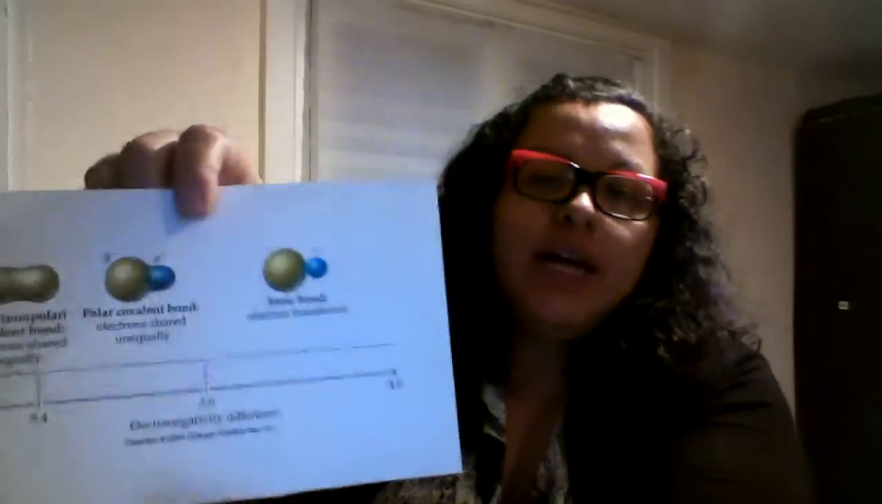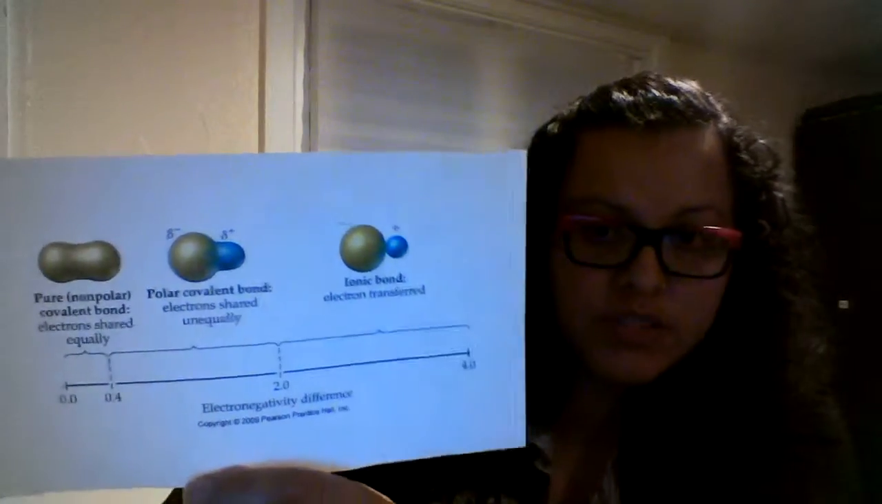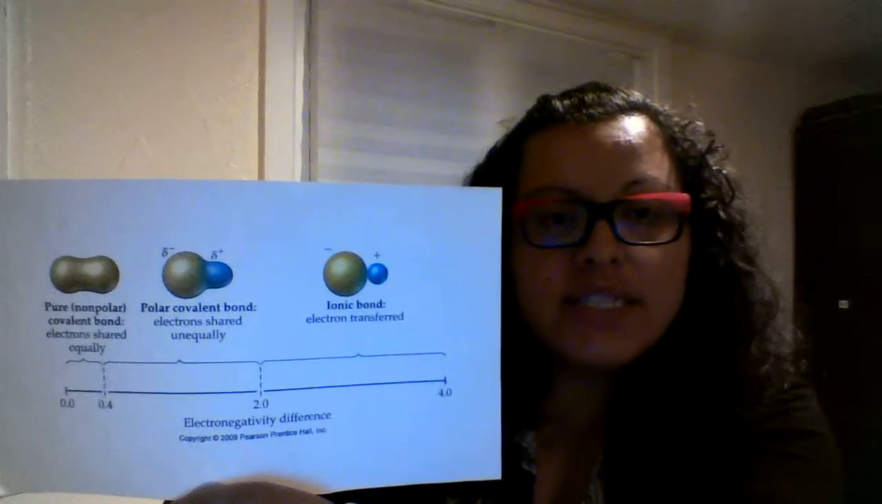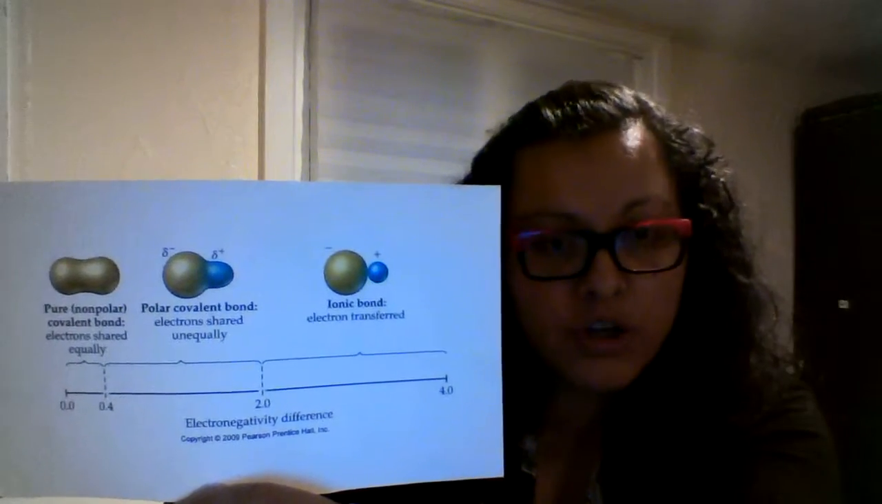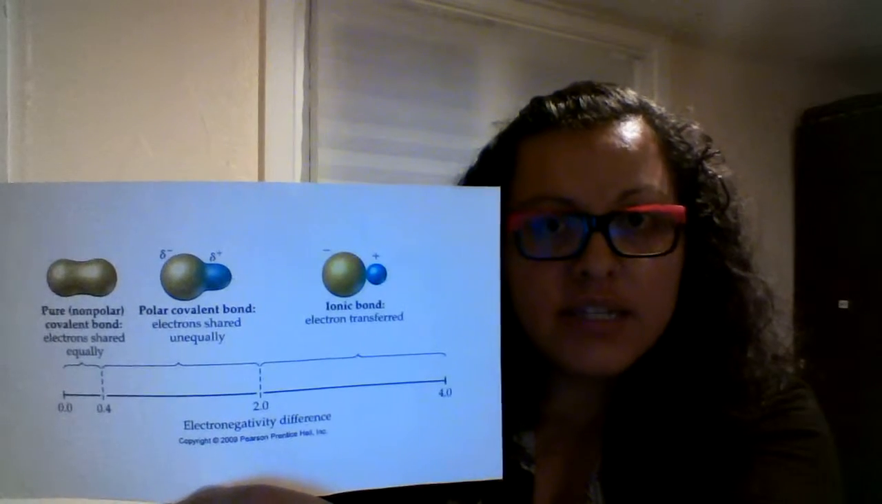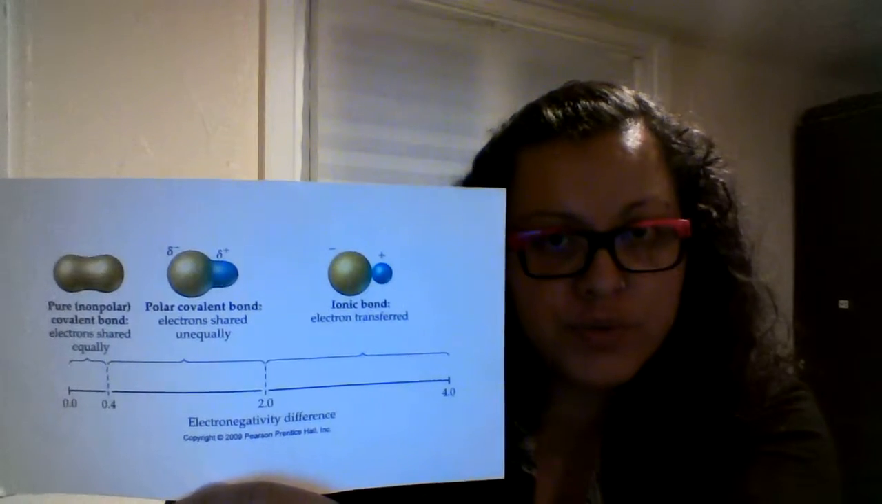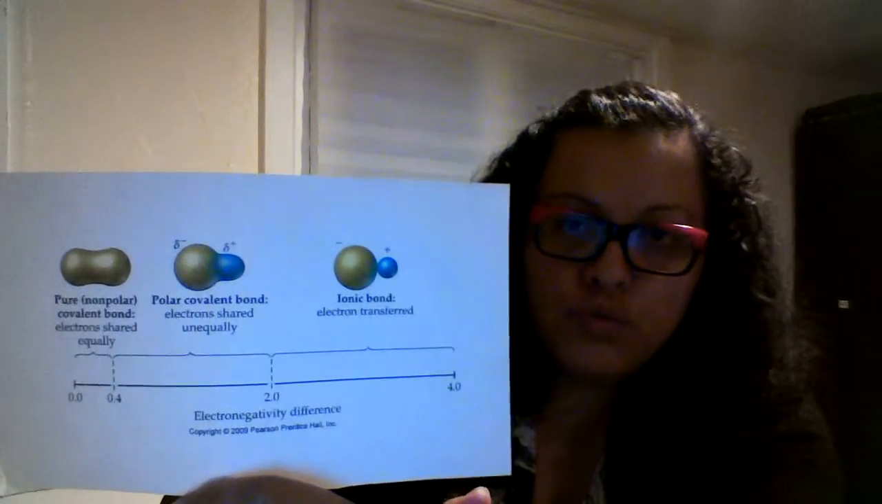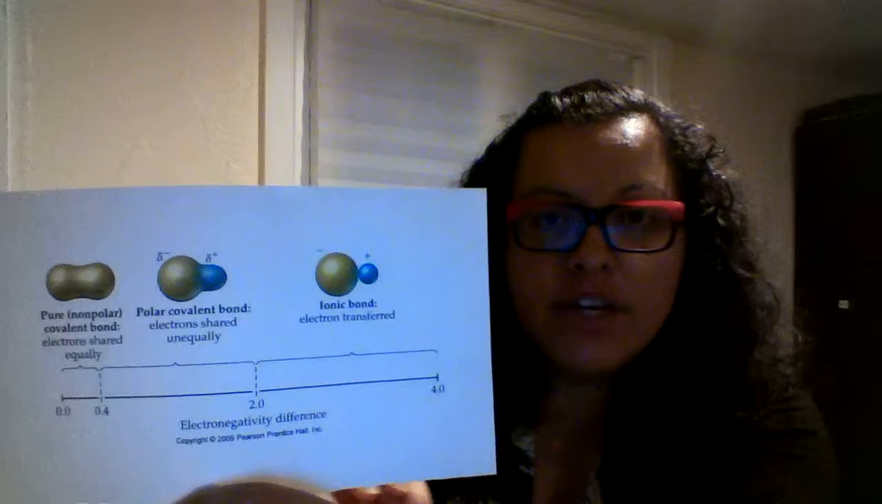So we have this table that helps us with these bonds, and so we have two bonds, that is covalent and ionic. Covalent is the sharing of electrons between two nonmetals. Ionic is the transfer of electrons between a metal and a nonmetal. But covalent further divides into two. That sharing of electrons could be even or uneven.